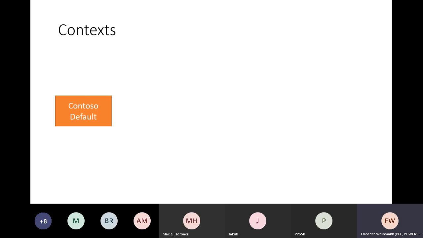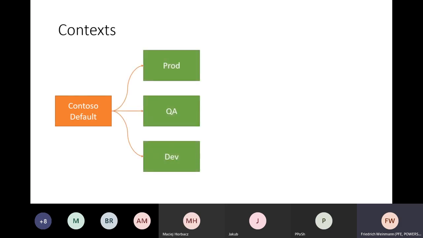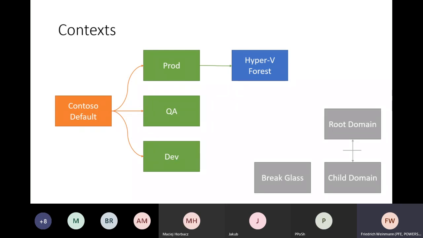Let's say you've got a Contoso default context and have 3 environment-specific contexts, each of which depend on the Contoso default. In the production forests, we also have a production environment. You also have a Hyper-V forest dedicated to hosting the virtualization platform, which only exists there. Independent of these forest-specific contexts, we could also have a differentiation between, are we in a root domain or is it a child domain? Are we using a break glass account, which might want you to enable different processes and procedures, configuration settings? And you can freely combine them.